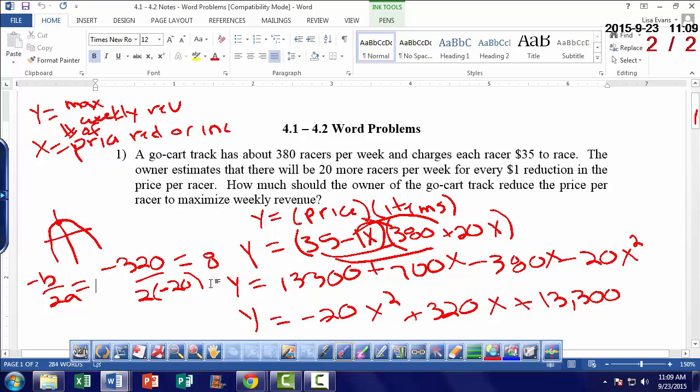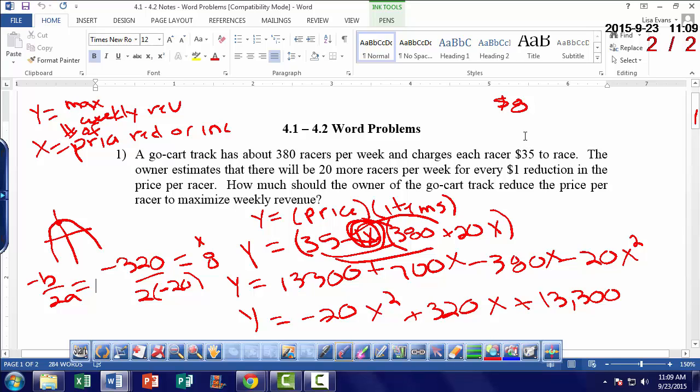Now, basically what this is saying, okay, now it's going to depend on the question. This is what you found. You found x. We need to understand what x represents. It says, how much should the owner of the go-kart track reduce the price by? So if I plug in 8, I'm going to plug it into just here. This is going to be how much I'm reducing the price by. So we're reducing it by 1 times 8, which is $8. We're going to take an $8 price reduction.